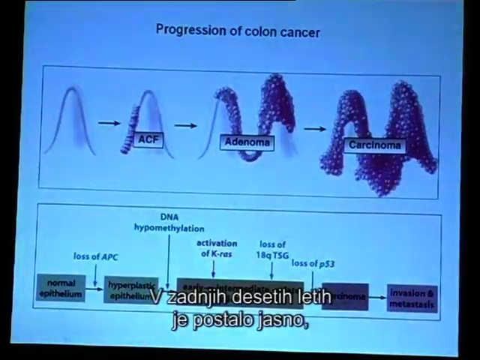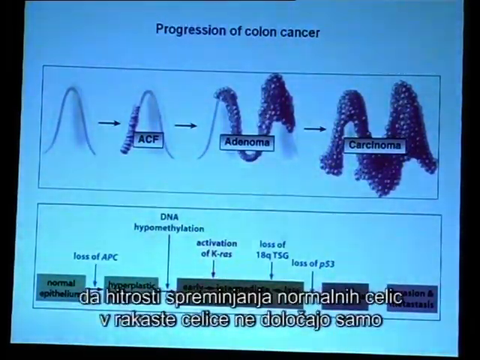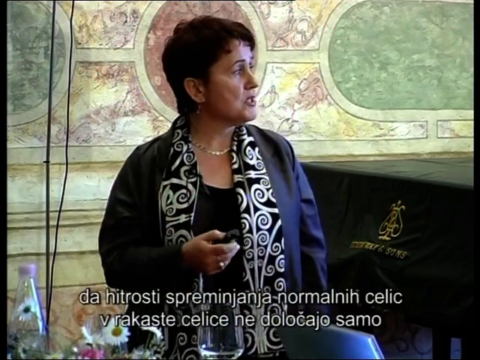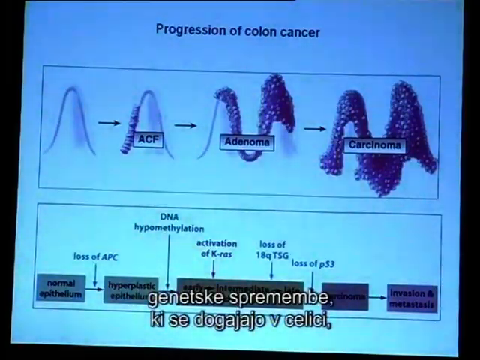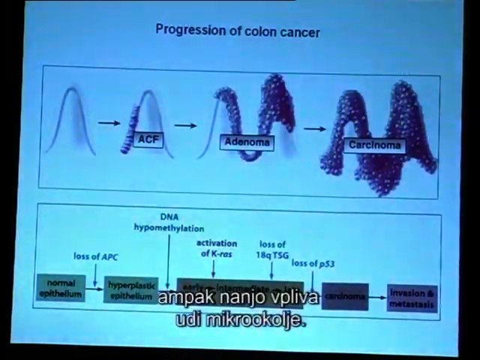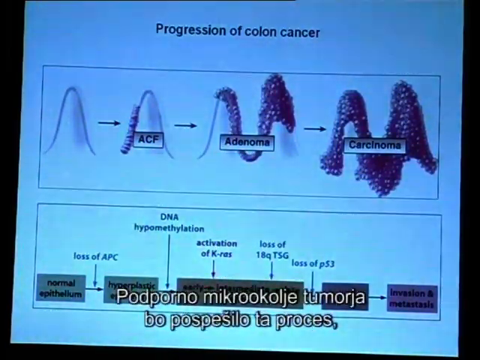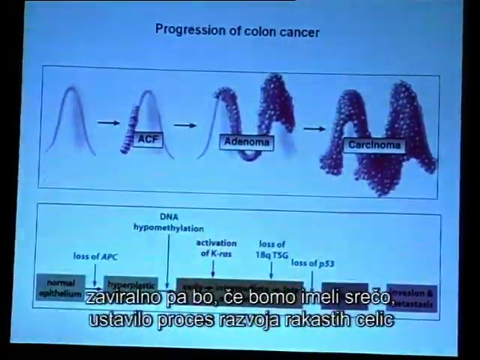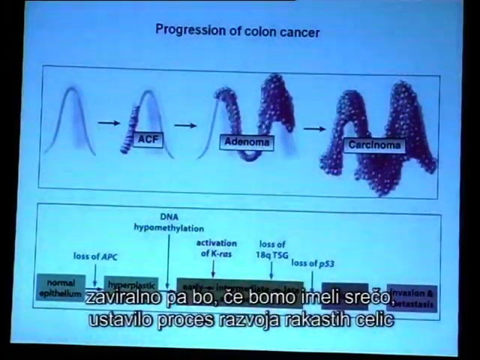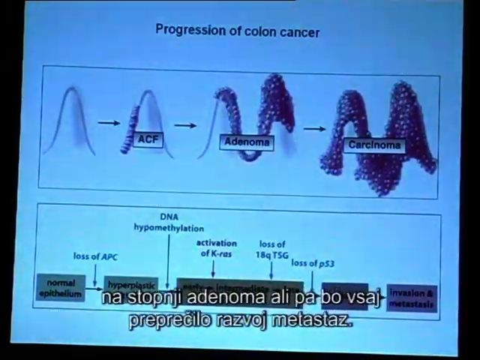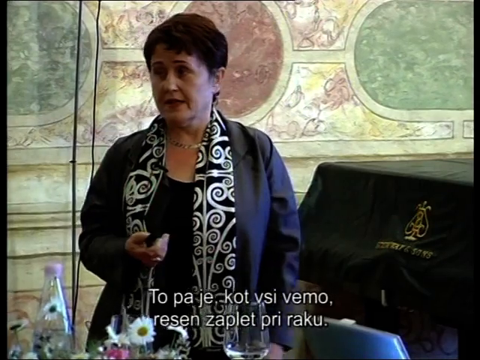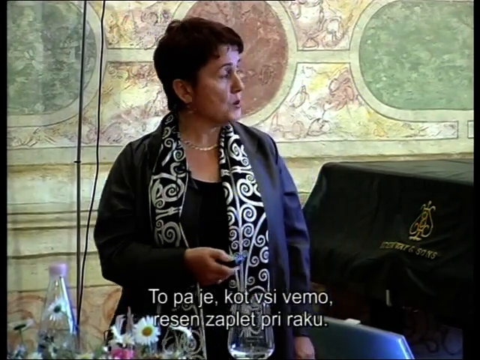In the past 10 years or so, it's become clear that the speed of this transition from normal cells to malignant cells is not determined just by genetic changes that occur in the cell, but it's influenced by the tumor microenvironment. A tumor-supportive microenvironment would speed up this process. A tumor-suppressive microenvironment could, if we are lucky, arrest tumor progression at the stage of adenoma, or would at least prevent the metastasis, which is a severe complication of cancer, as we all know.